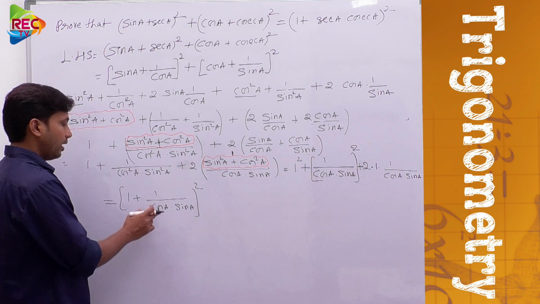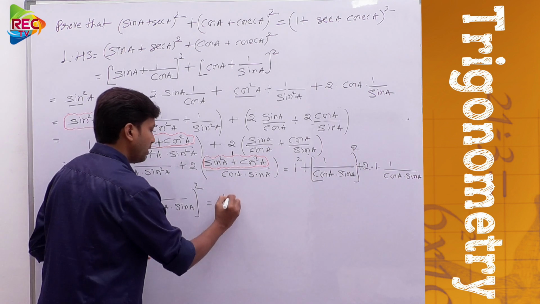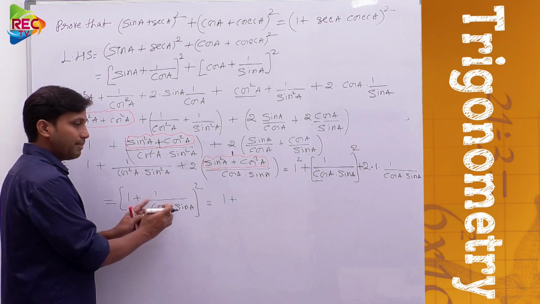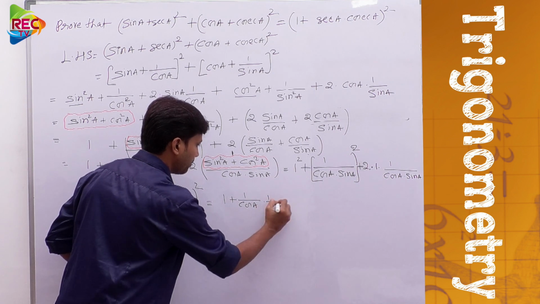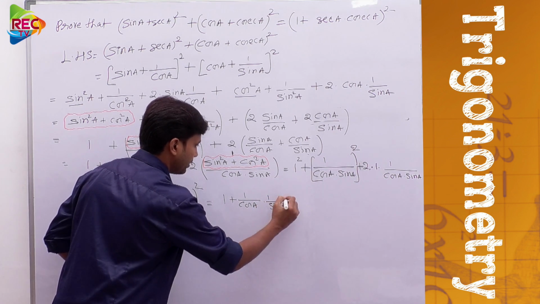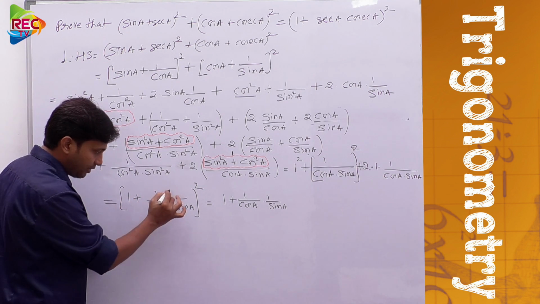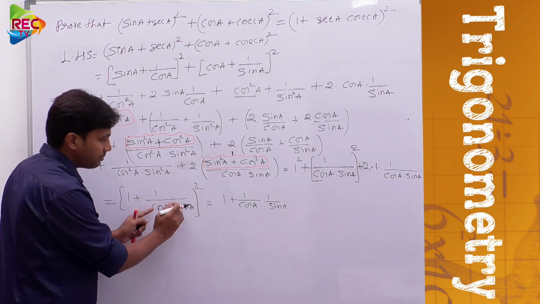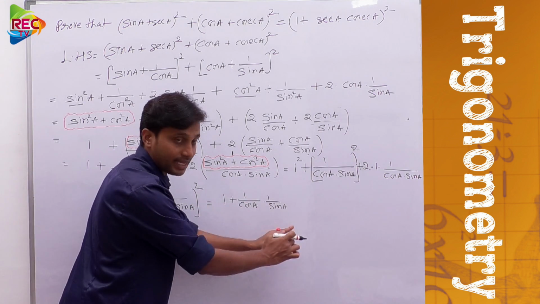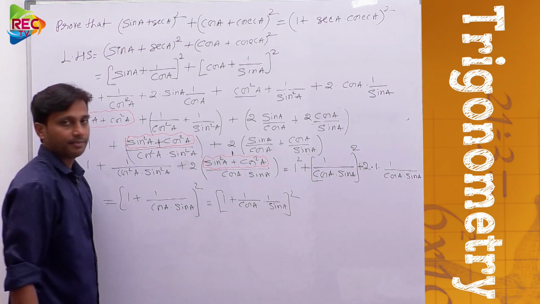So therefore we can further do some adjustment here. 1 plus 1 by cos A sin A can be split to what? 1 by cos A into 1 by sin A. See, I have done nothing here. 1 plus 1 by cos A and 1 by sin A. I just split this term into the product of 1 by cos A and 1 by sin A. Now to this you need to put whole square as it is given.